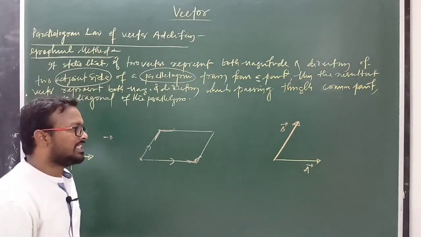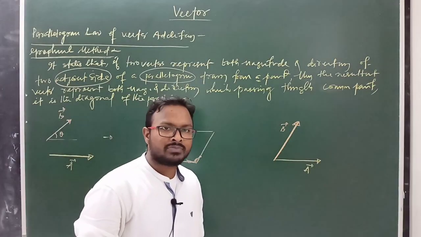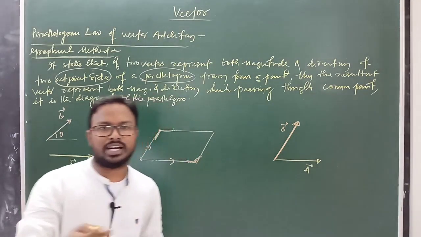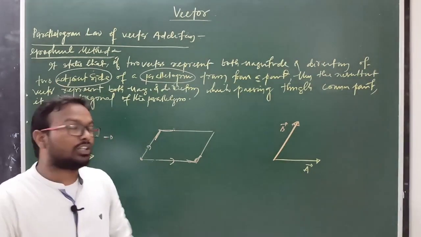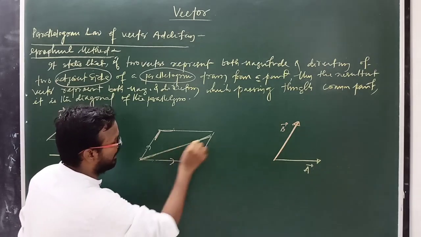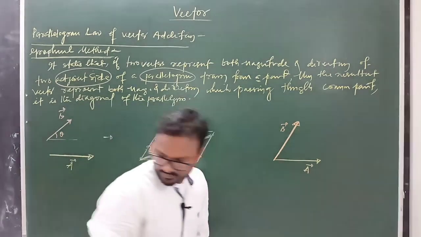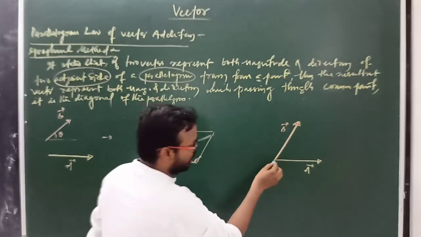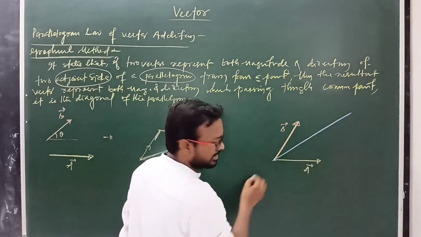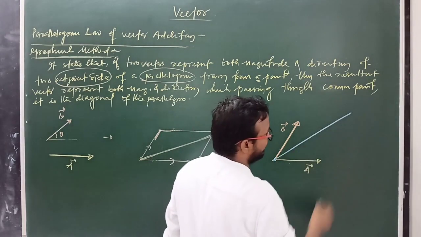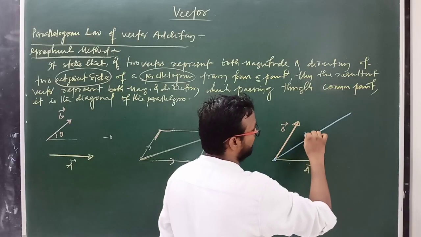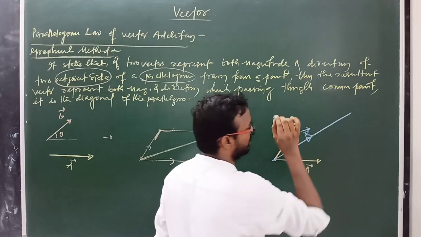Then the resultant of these two vectors A and B, which consists of both magnitude and direction, is given by the diagonal of the parallelogram. This is the diagonal of the parallelogram, meaning we have to draw here a diagonal of the parallelogram which passes through the common point, and this gives the resultant vector, meaning this vector is the R vector.